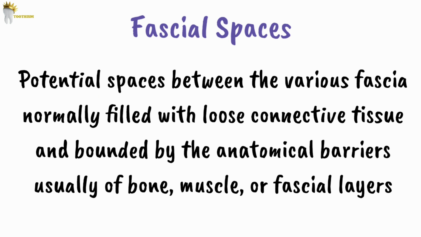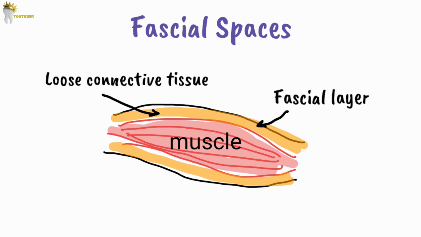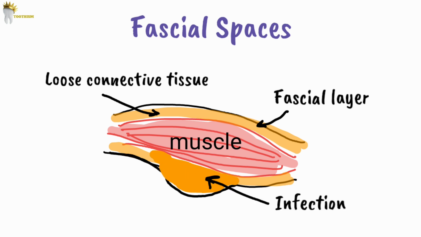So, when we learn about all the spaces and boundaries of the spaces, there is no actual space present. These spaces are only created when there is distension of tissues because of infection from the dental pulp, periodontal tissues, and bone. So, remember, in a healthy individual, there is only loose connective tissue in between these fascial layers.